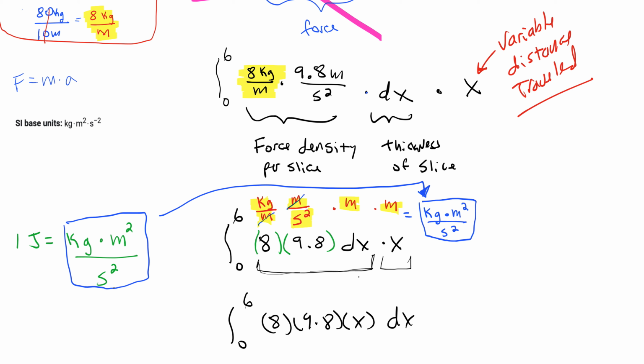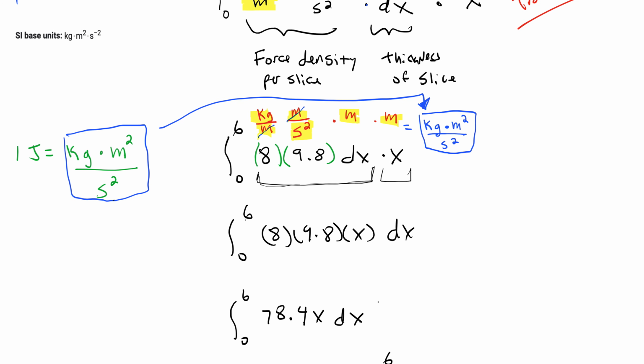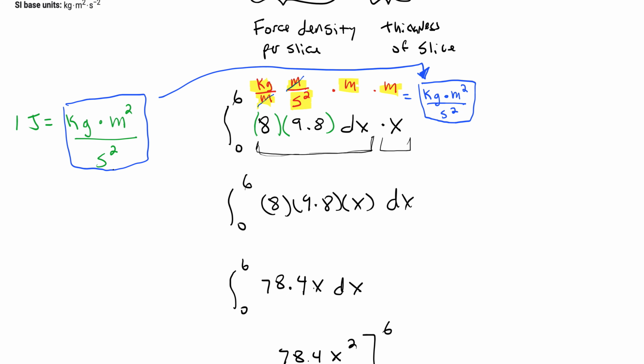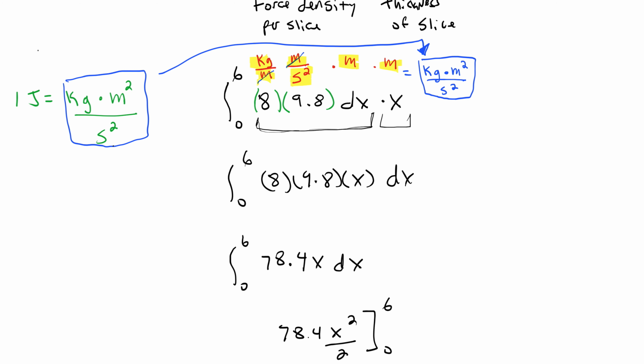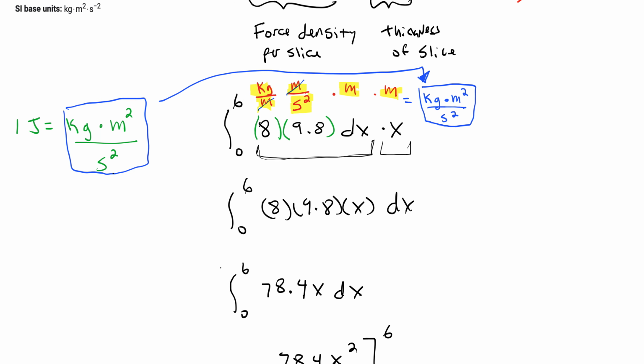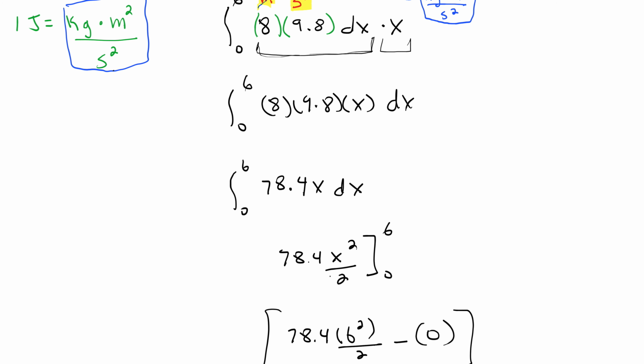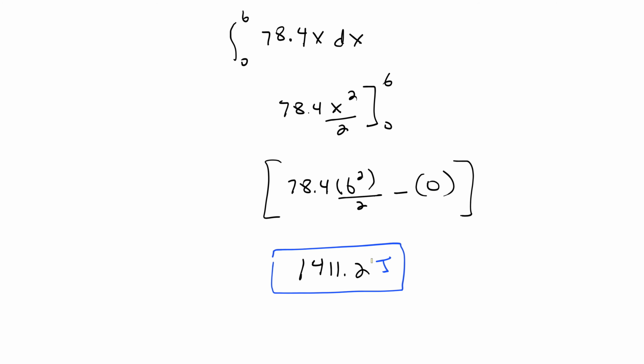Okay, so we just multiply these two together, and we end up with 78.4 x dx. We integrate from 0 to 6. We have a 0 at the end, so we don't have to worry about that second part. And we end up with 1,411.2 joules. And that's how you do this problem.